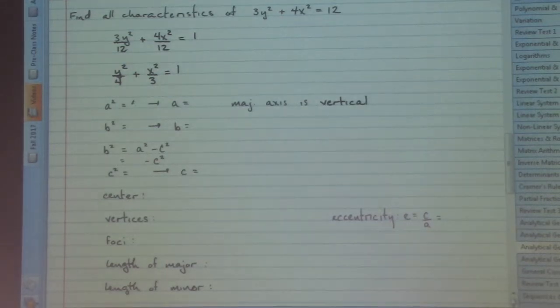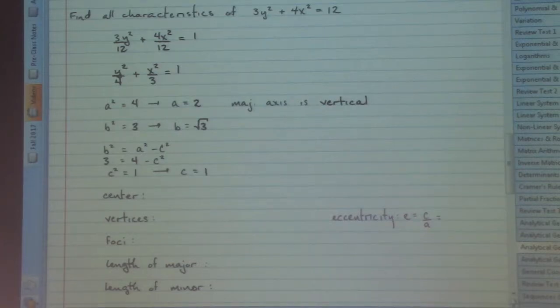That bigger number being a 4 means that a squared equals 4, so a is equal to 2. The other denominator is my b squared, so that means that b squared is equal to 3, so b is the square root of 3. And again, our relationship here, b squared is equal to a squared minus c squared. So b squared is 3, a squared is 4, and that would mean that c squared would be equal to 1. So c is equal to 1.